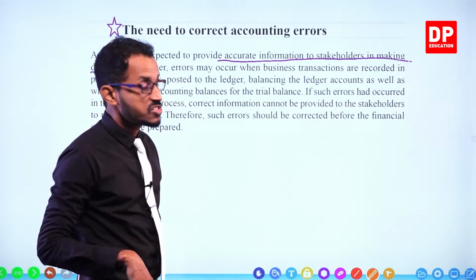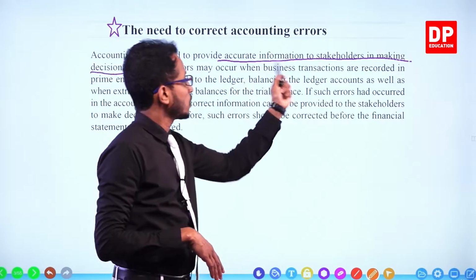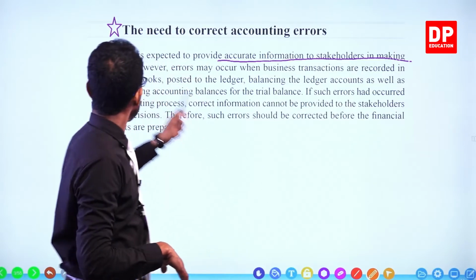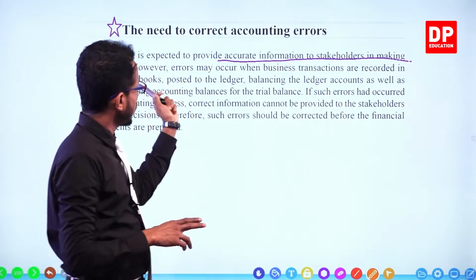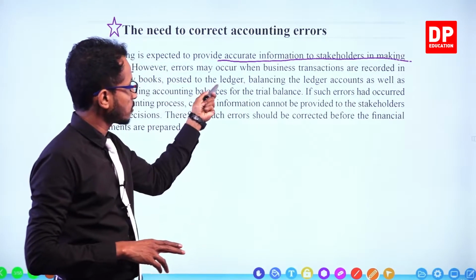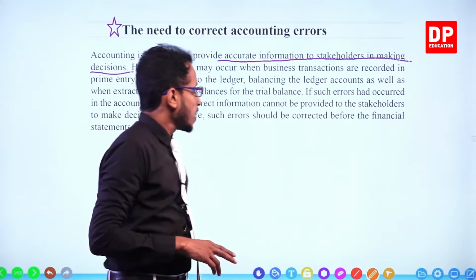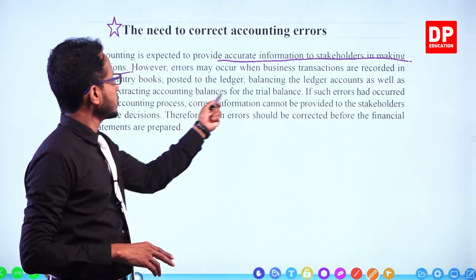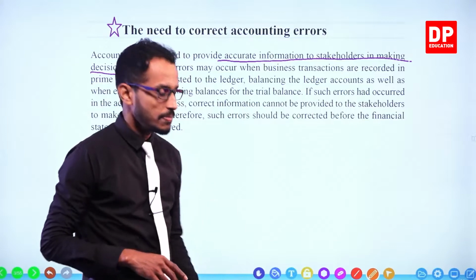So, when business transactions are recorded in prime entry books, when they are posted to the ledger, when balancing ledger accounts, and even when the trial balance is prepared, there can be errors.